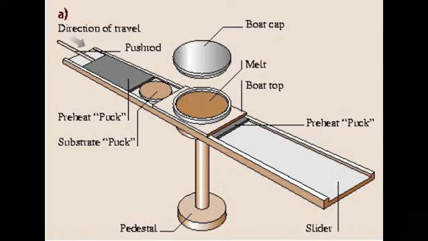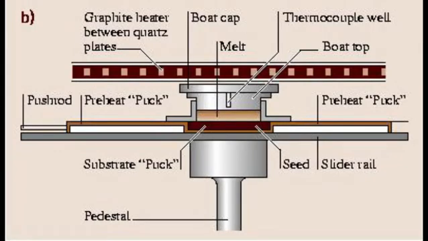Here, the bottom part of the boat is fixed inside the quartz furnace and a thermocouple is attached to measure its temperature. It also contains one or more grooves to hold the substrate wafer. The top part is called a slider and can be moved back and forth. It also contains one or more wells to contain the growth melt.